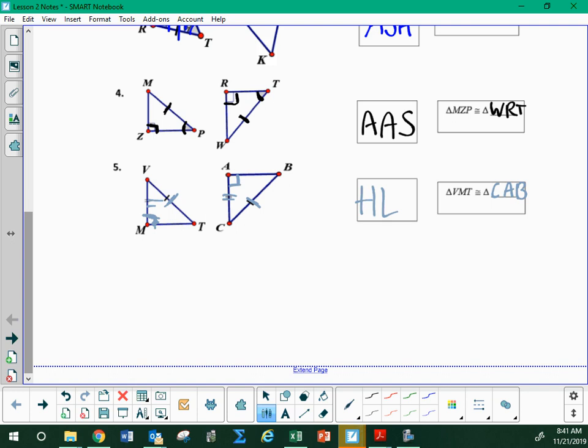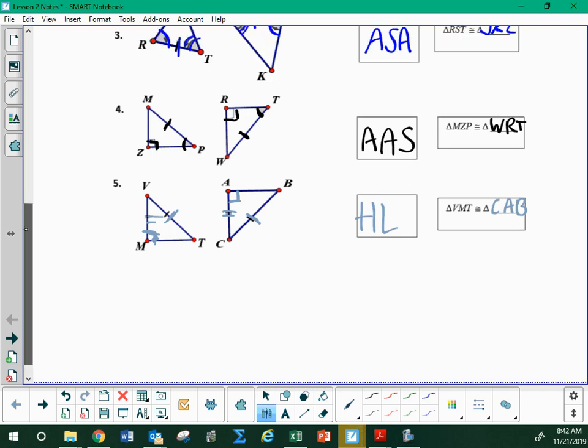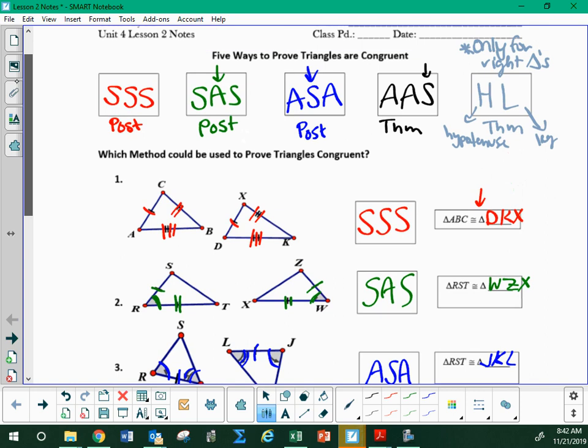For number 4, could I use hypotenuse-leg for that one? Mikhail quickly shot that down. Mikhail, why can't we use hypotenuse-leg for it? There's an angle there. True, they did give us an angle, but why else could we not use it? Because one of the legs is. Yeah, we've got hypotenuse, but we don't have a set of legs. So just because it's a right triangle doesn't mean HL. You actually have to have the H and the L. Okay, so these are 5 shortcuts to proving triangles congruent.